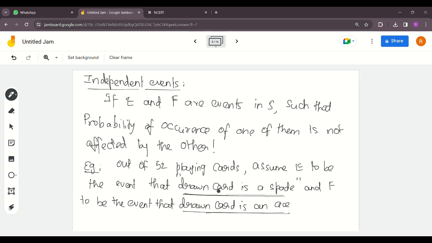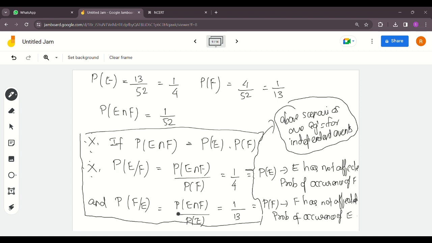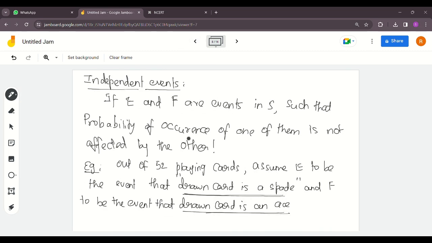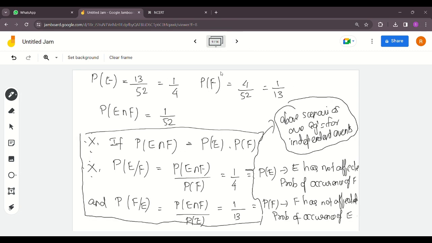And P of F, since it is an ace, should be 4 by 52, which is 1 by 13. Now please note P of E intersection F, that means what? A spade can also be an ace, so the card can be both an ace and a spade. Only one is there like that. So P of E intersection F is 1 by 52.